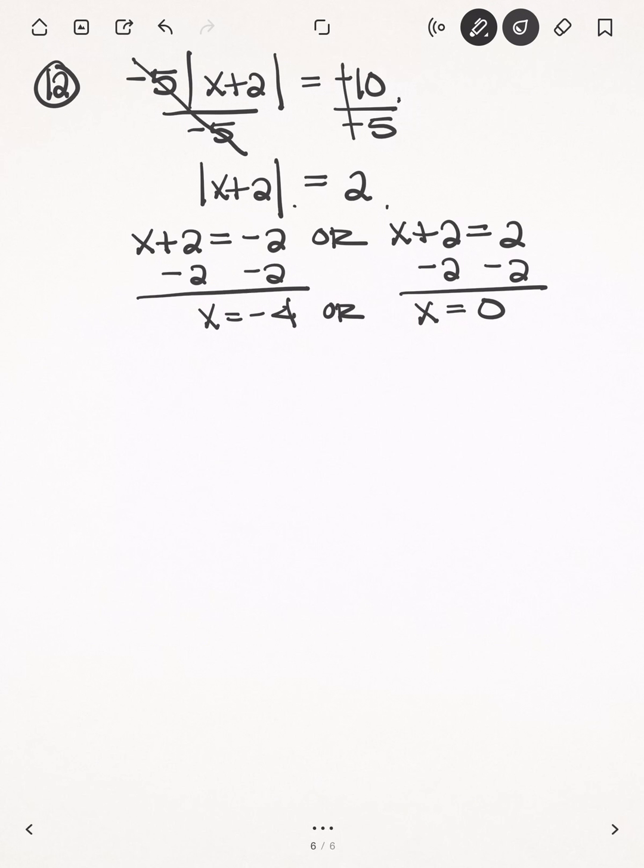And so I have two answers to a problem that some people would have said there's no solution because they saw that negative on the outside. If you can get rid of that negative, then you can use your rule and you'll find answers. So you don't worry about this negative sign right here until you get the absolute value by itself. We had to get rid of this negative 5 right here.